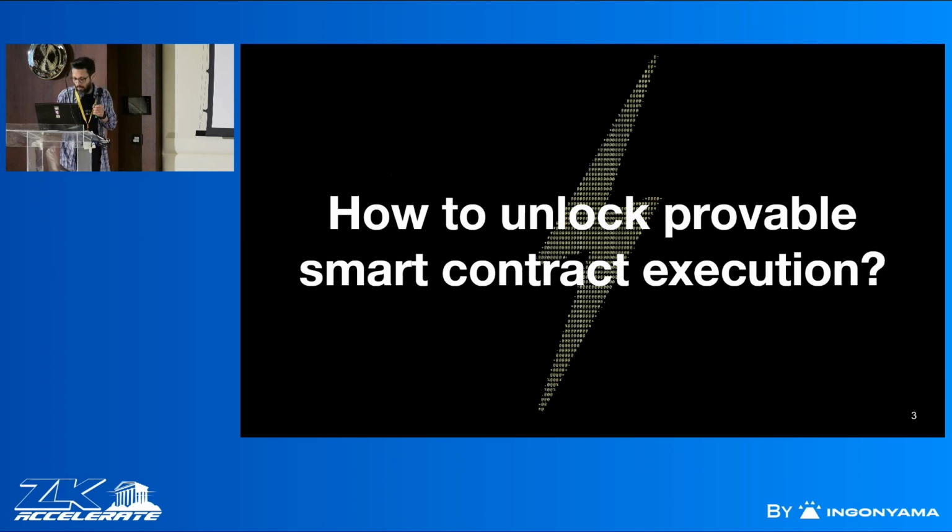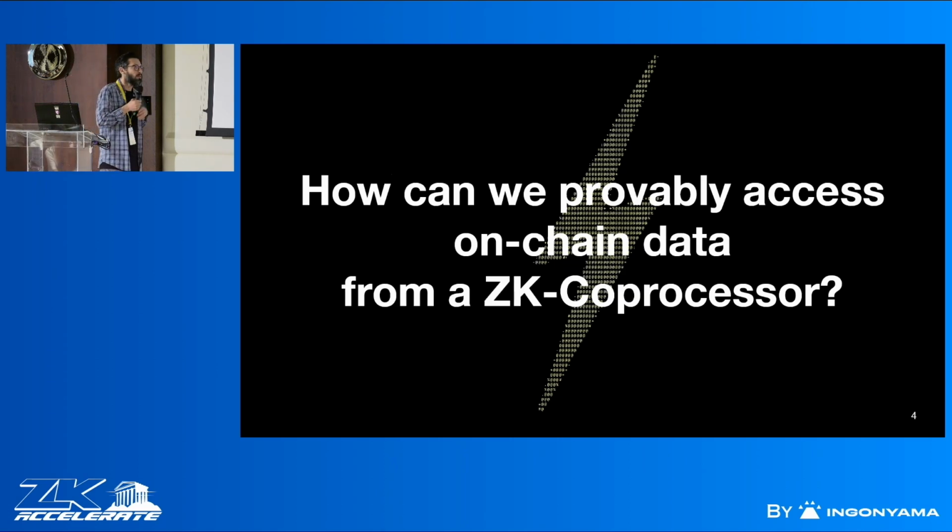Before answering this, though, when it comes to offloading computation, there is also a part that regards data, data that might be on-chain. You don't only want to offload the computation just for the sake of computing whatever function. You also want to combine some logic with some data that are on-chain. You might want to prove something about those. So how can we access on-chain data from a ZK coprocessor point of view?